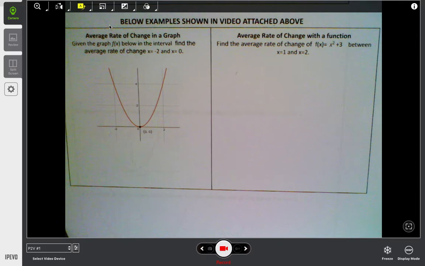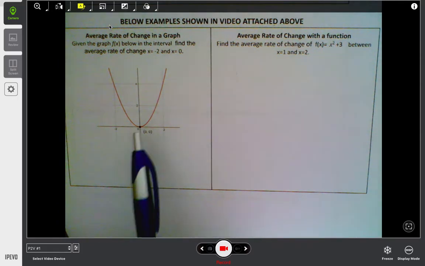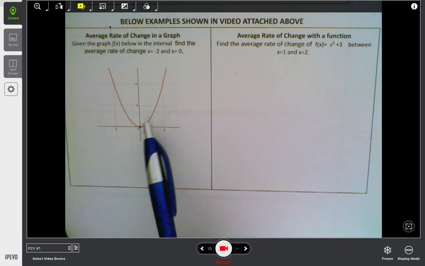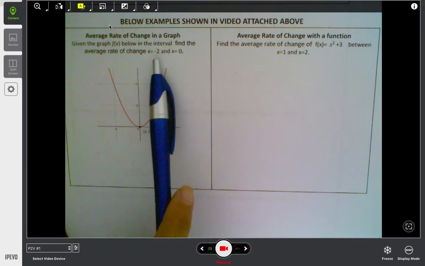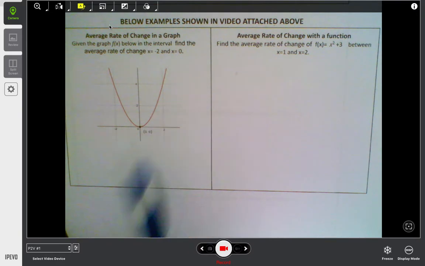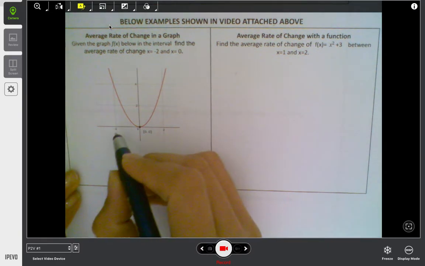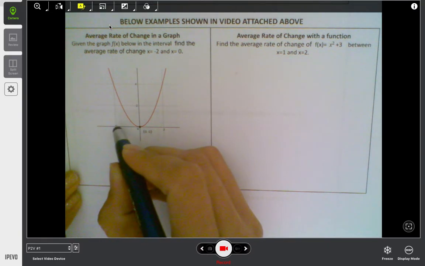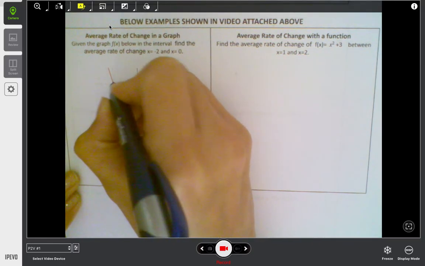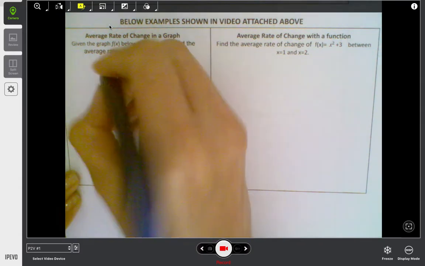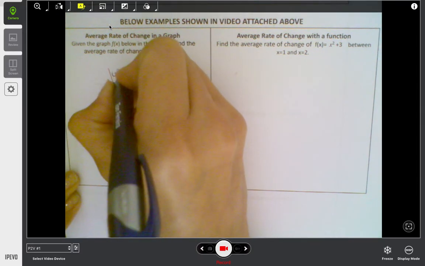But let's go ahead and apply average rates to either a function graph or a function equation. So let's begin. Given the graph below, we're going to be finding the average rate of change between x equals -2 and x equals 0. So let me just go ahead and find where -2 is right here, and I'm going to go up to my graph and put a dot there. I'm going to go ahead and also label my point. So it looks like it's (-2, 4).